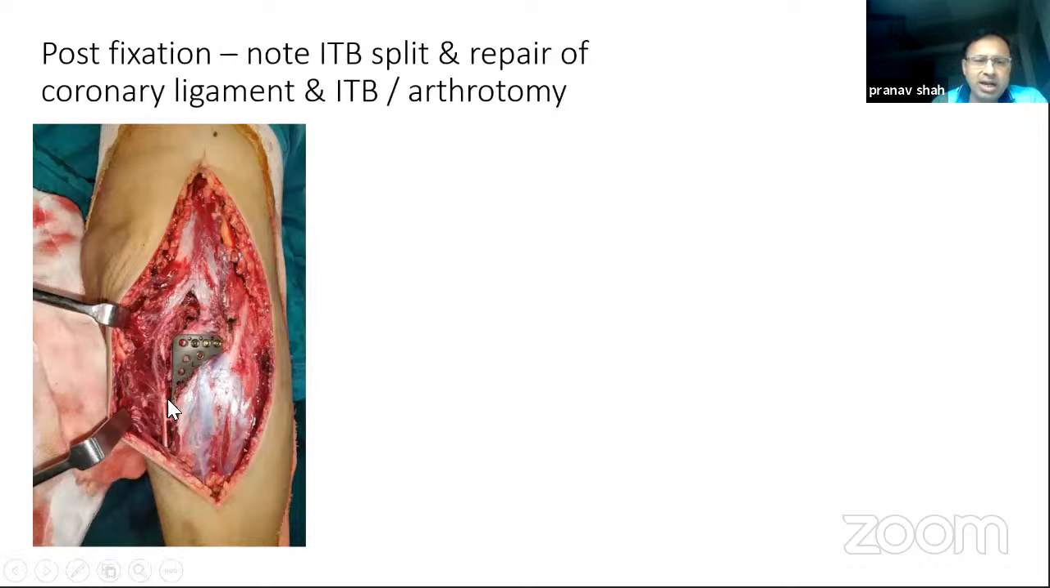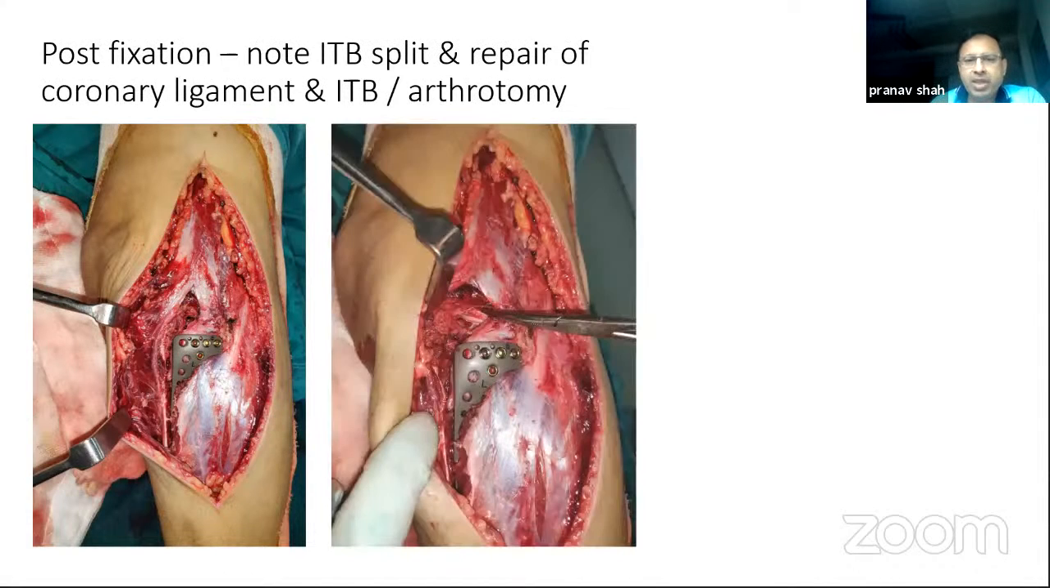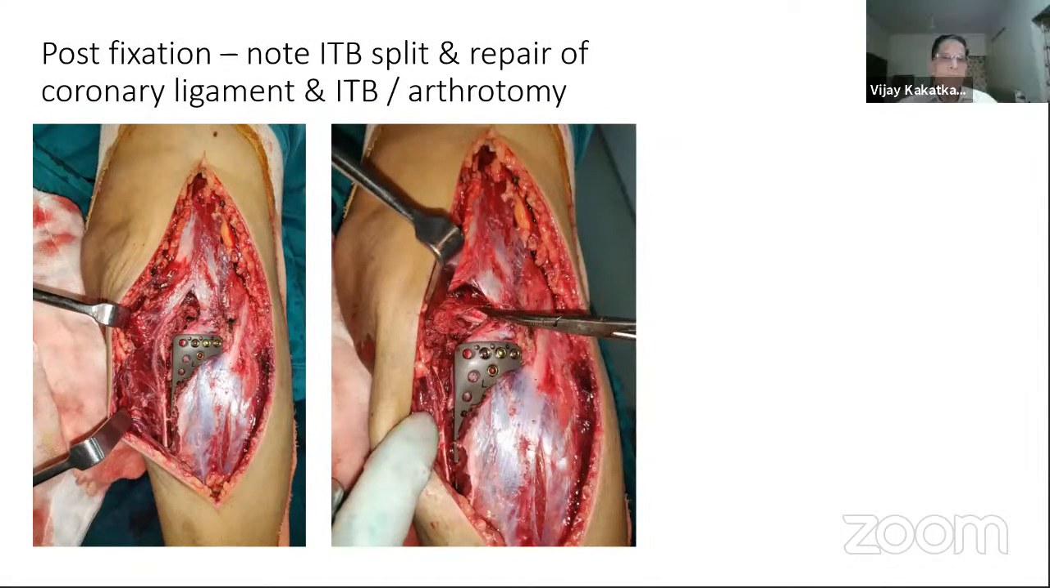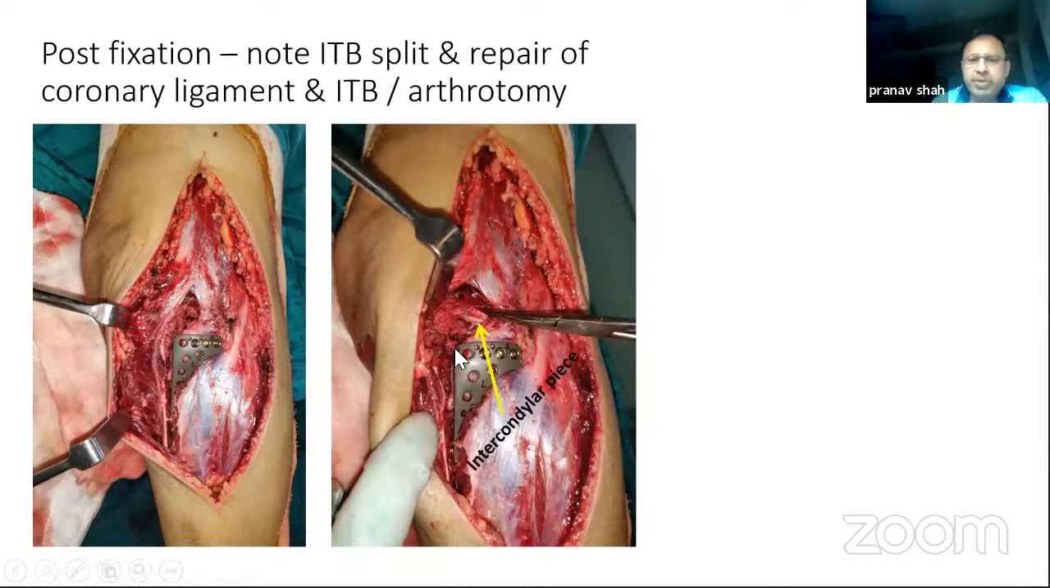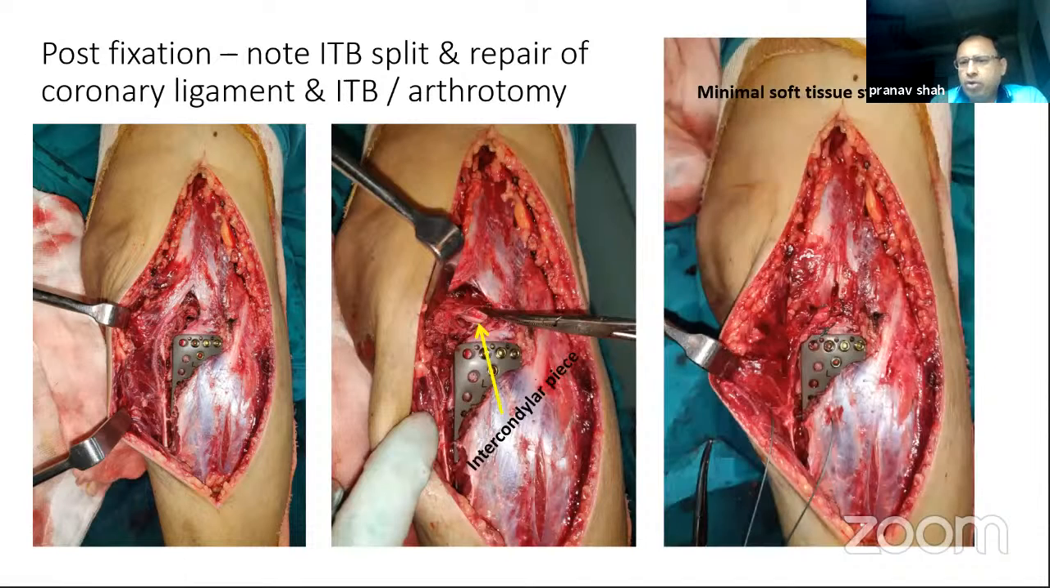This is our anterolateral arthrotomy over here, an anterior split to take the plate. But you can see that this portion, the anterior portion of the lateral condyle, has not been stripped of the periosteum. It is an extra-periosteal plate that I have put in this patient. A close view, and you can also see the intercondylar piece which was held with the screw. And after the arthrotomy closure, this is how it looks from the anterior side.